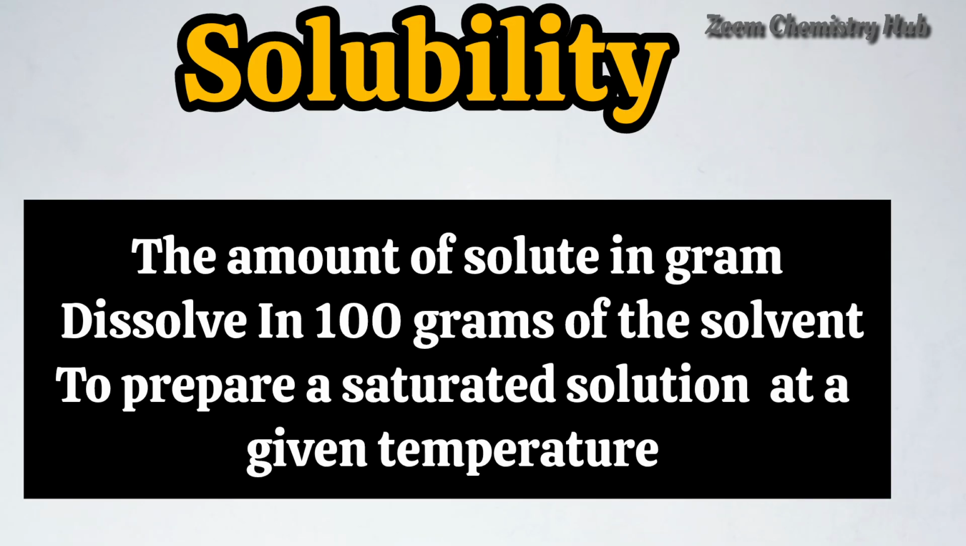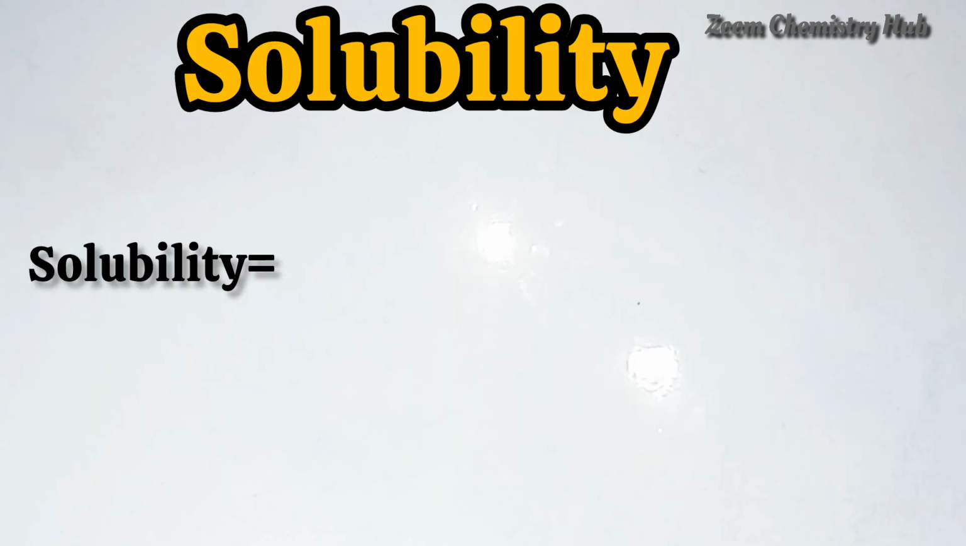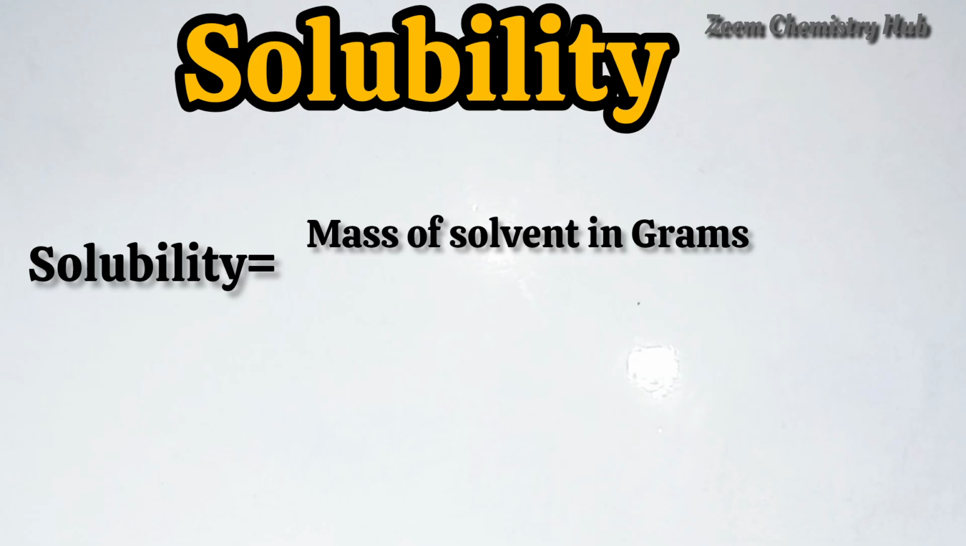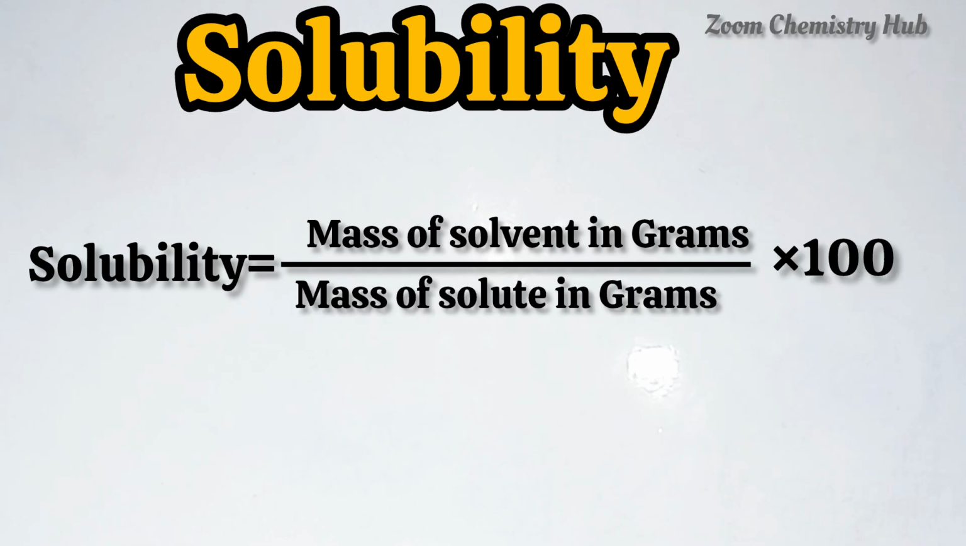We can define the solubility as the amount of solute in gram dissolved in 100 grams of solvent to prepare a saturated solution at a given temperature. We can write the solubility as: solubility is equal to the mass of solute divided by the mass of solvent multiplied by 100.